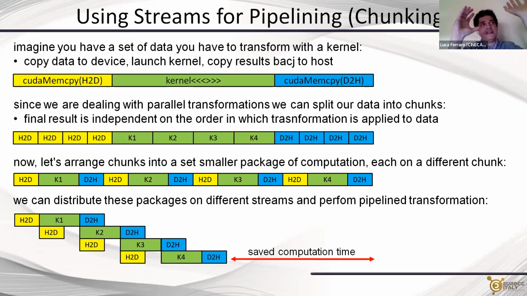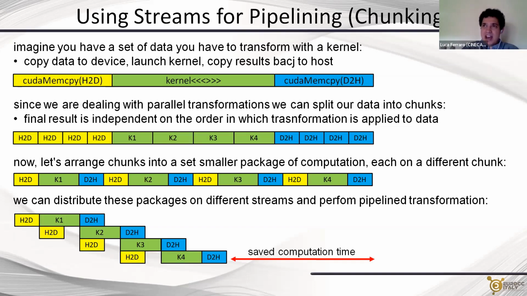So we can rearrange these operations, thinking that we first transform the first chunk of data: move the first chunk, transform it by applying the kernel, and move it back. Operation completed on the first chunk. Now let's focus on the second chunk. We move it to the device, apply the kernel on the second chunk of data, move it back, and so on. The result will be the same as in the first monolithic, serial case.